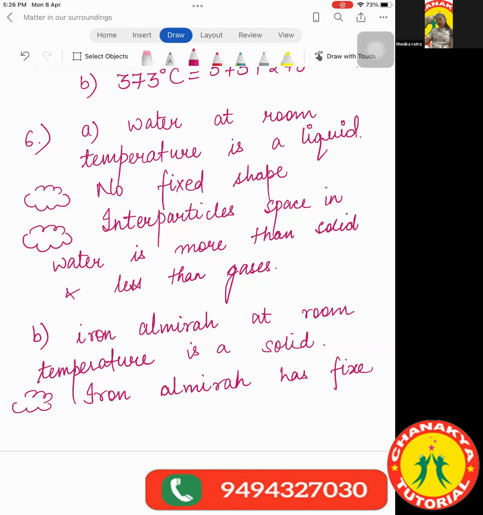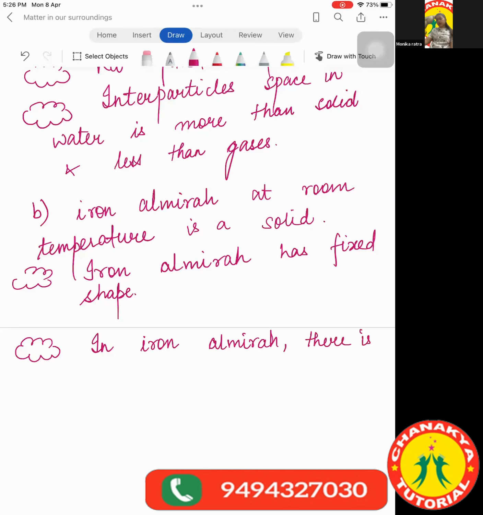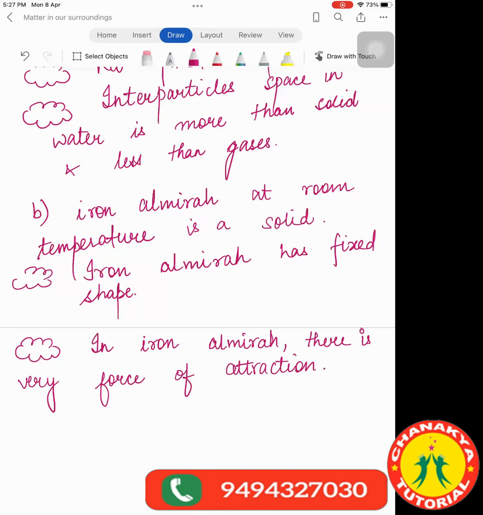Jitendra, one more point you tell me, apart from shape. Molecules attract each other. So you can say in iron almirah, there is strong force of attraction. Is this the right way to answer? Right? There is very strong force of attraction. Clear, children? These were the questions which I gave as homework. Who all did not do the homework? Ma'am, what about definite volume? Yes, you can write any 2 properties of solid.